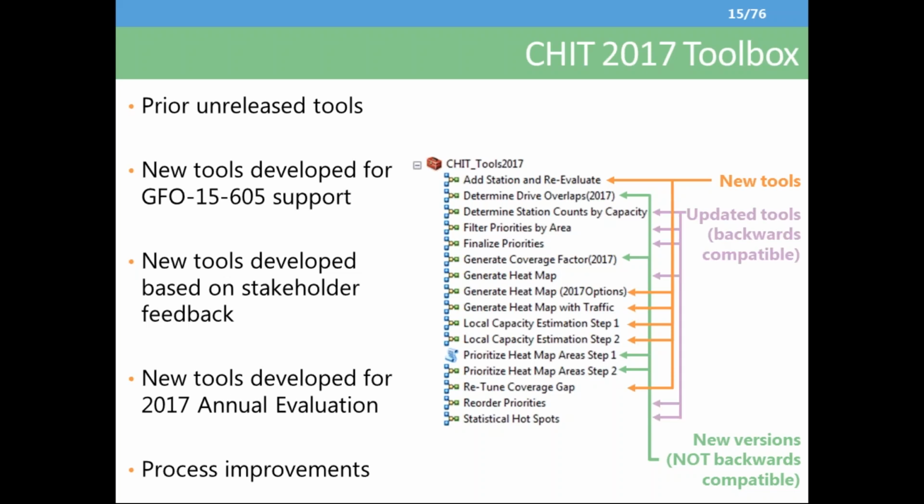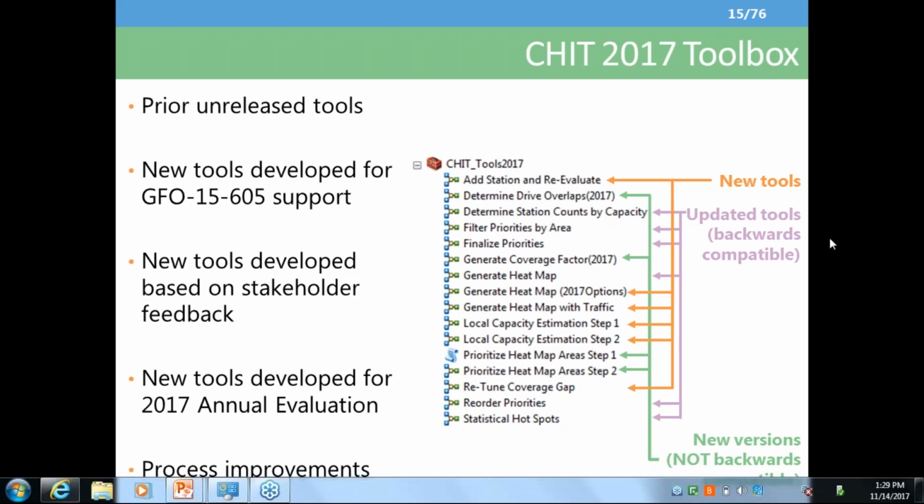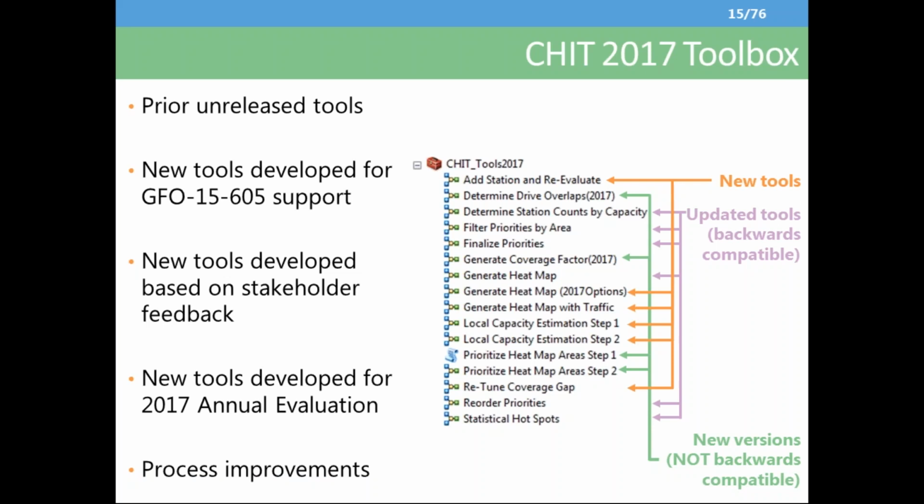And then one more. And these are the tools that have been updated and are backwards compatible. Most of the updates really are to try to make it faster, to try to make it more user-friendly, make it easier for a new user to follow and replicate the process that we went through in the 2017 annual evaluation. And as you can see, basically, no tool has been untouched.